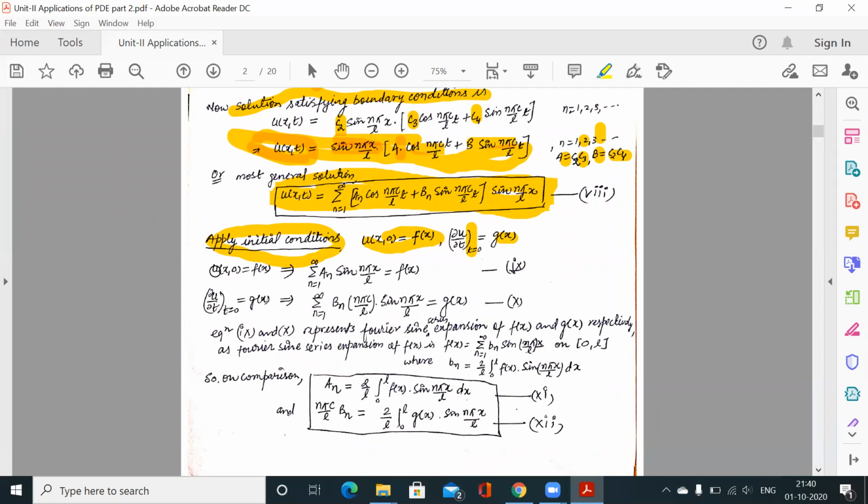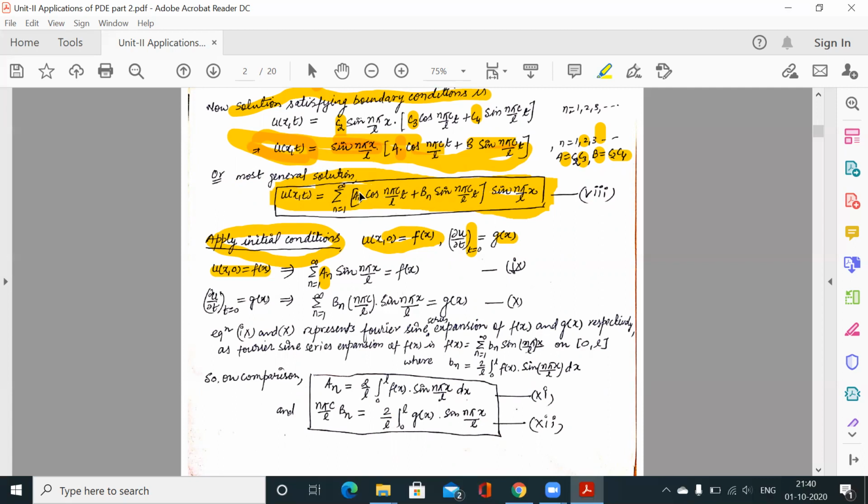So for now we apply the first condition, u(x,0) is f(x). So here we have to apply t equal to 0. So u(x,0), t is 0, that means cos 0, and cos 0 is 1. So a_n is there. Now plus b_n into this is 0, so sine 0 is 0. So b_n into 0 means this is 0.